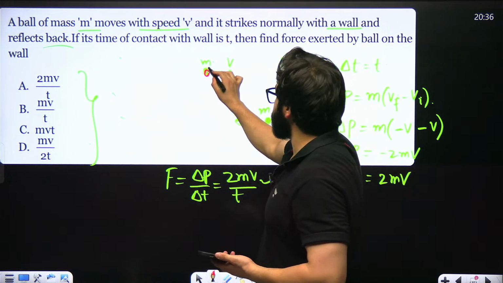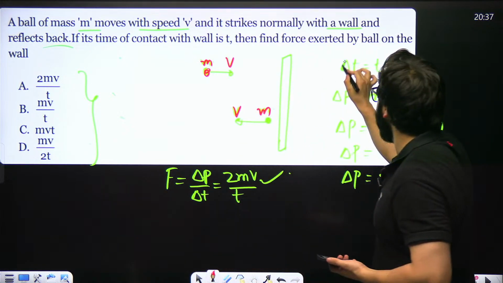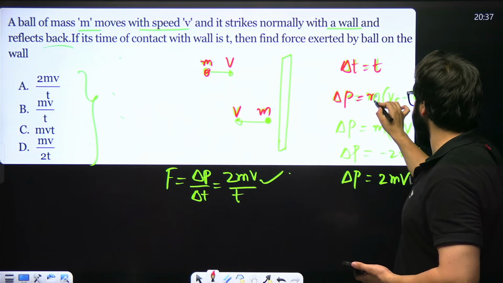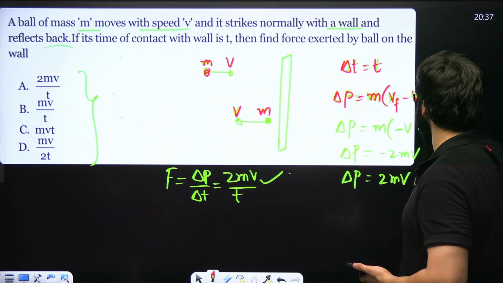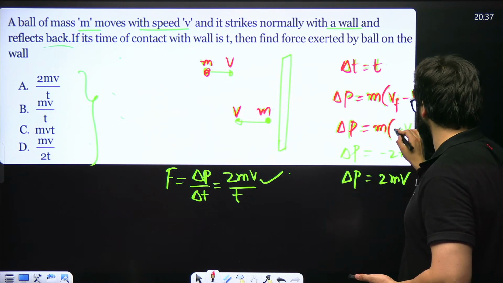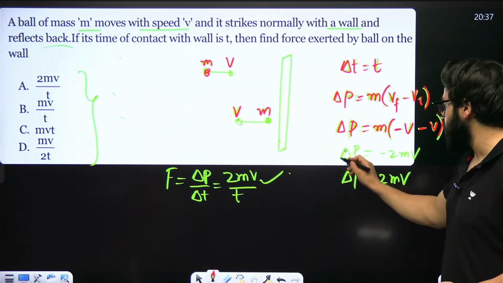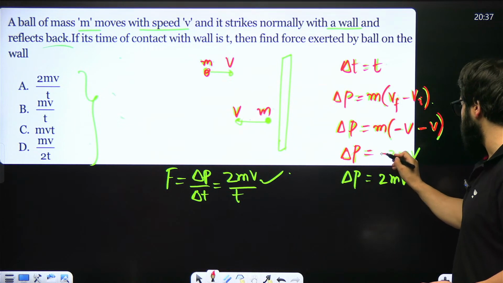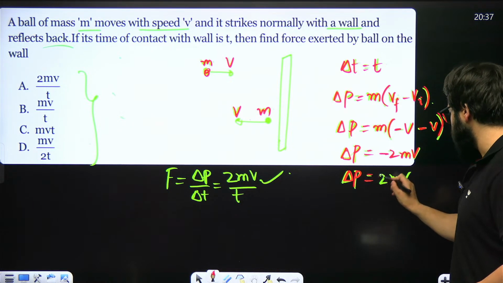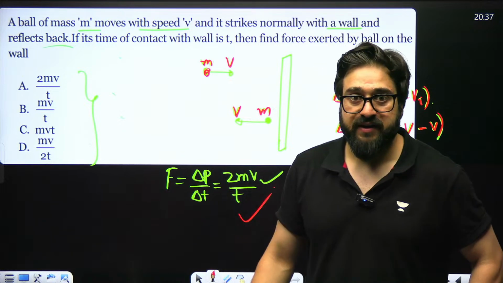Okay. This is mass m, velocity v. It's reflected. So delta t is equal to t. Delta p is equal to mass into v final minus v initial. Then delta p is equal to mass into minus v, because final velocity is minus of initial velocity. Delta p is equal to minus 2mv, so the magnitude of delta p is 2mv. So here this is the final answer.